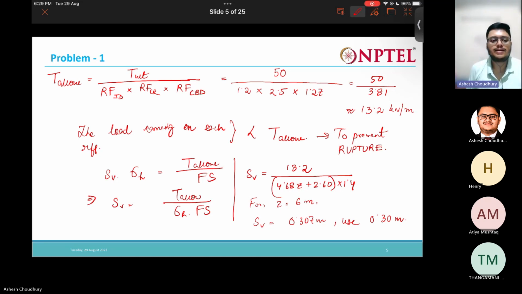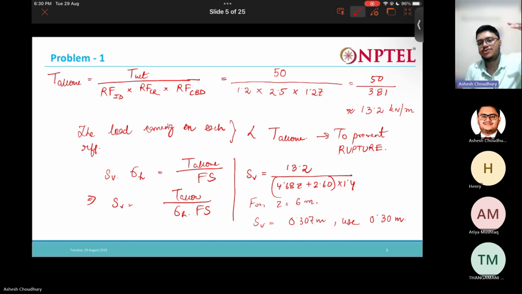Below, at about full depth of the wall, we have to use a spacing of about 0.3 meters. Now, as the height increases, Z reduces, if you are measuring Z from the top. We are measuring Z from the top, right?